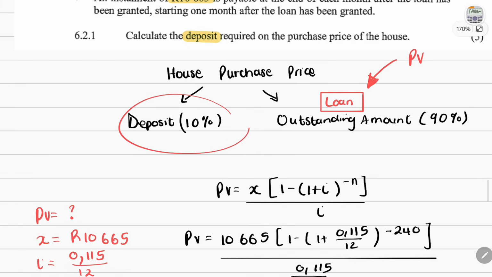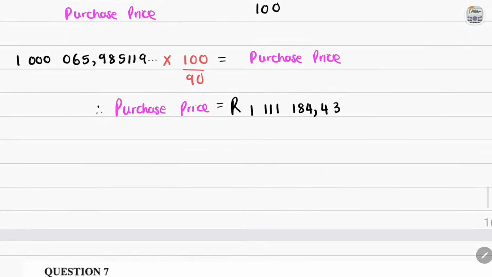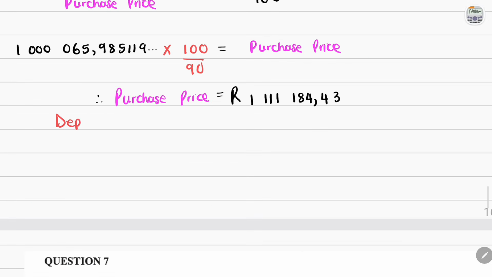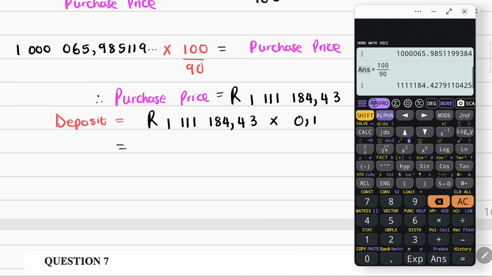Now remember that deposit is simply just 10% of this. So to finally find that deposit, you simply say it's whatever this purchase price is, times 10%. So take that and multiply by 10%, or you can just say 10 over 100, or 0.1, or 0.10. That's still fine. So I'm just going to take my answer again and multiply by 10%, so 0.1. And then there we go.